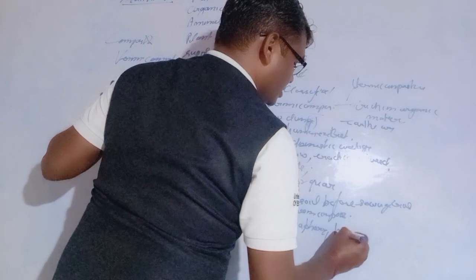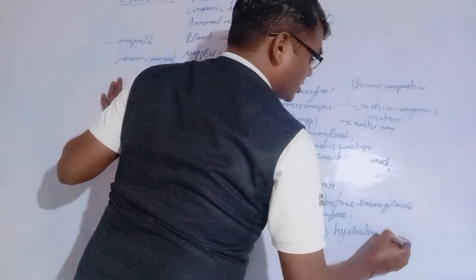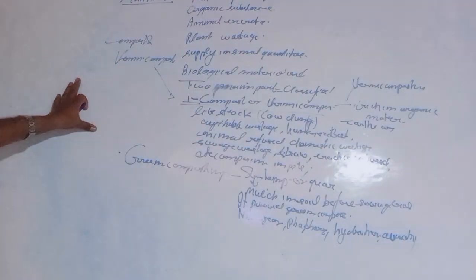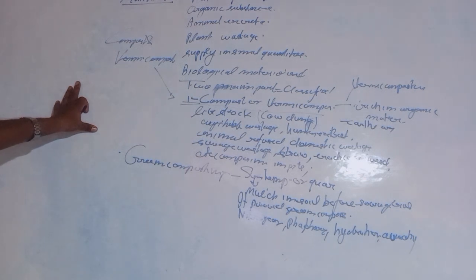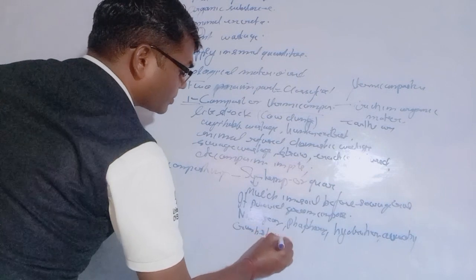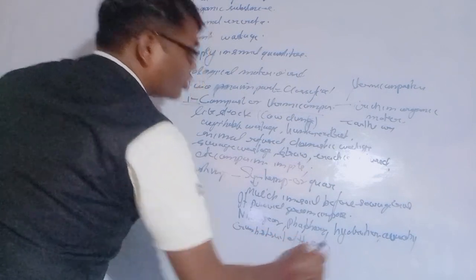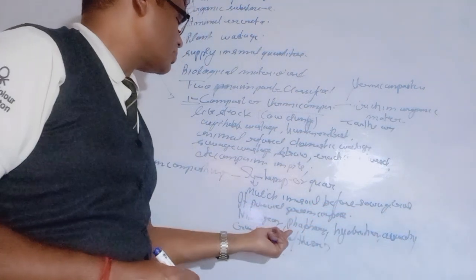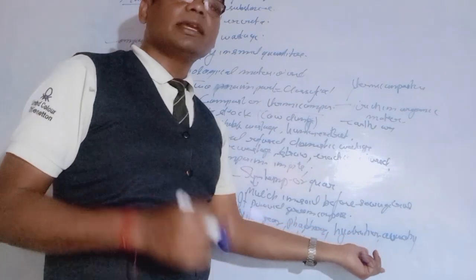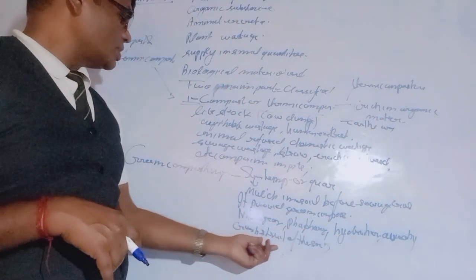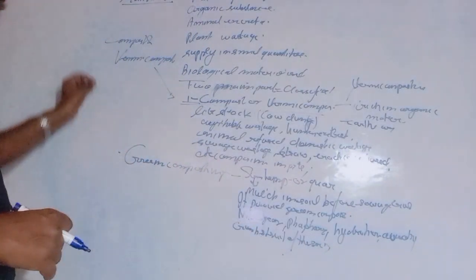Hydration, aeration in the soil, and the crumb structure of the soil. So it provides nitrogen, phosphorus, hydration to the soil, aeration to the soil, and also crumb structure.